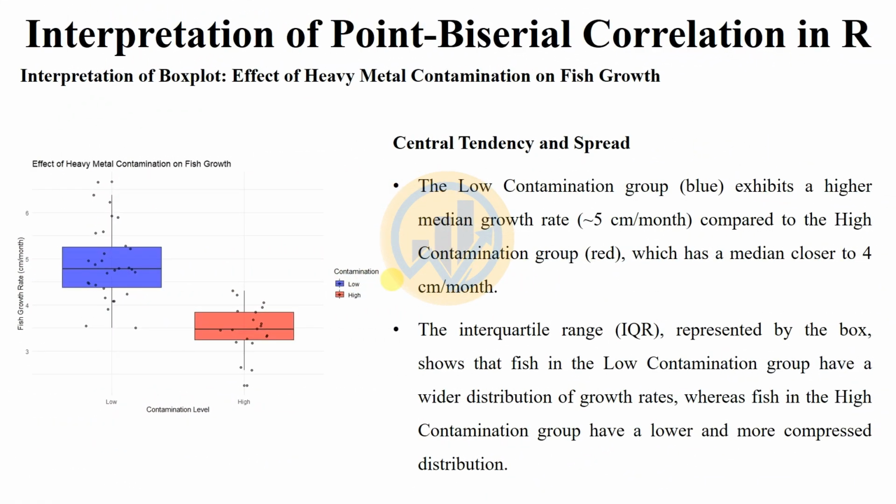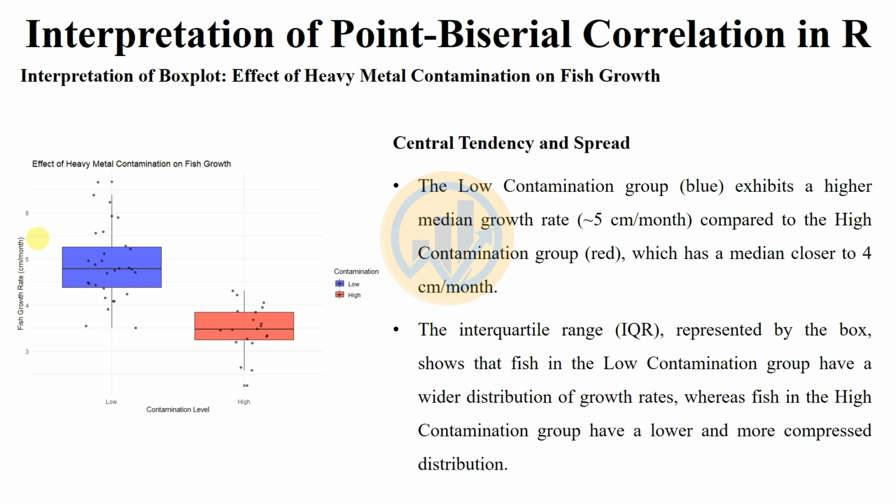Another interpretation for the box plot: the effect of heavy metal contamination on fish growth. The x-axis represents the contamination level and the y-axis represents the fish growth rate. Central tendency: the low contamination group (blue) exhibits a higher mean growth rate, 5 centimeters per month, compared to the high contamination group (red), which has a median closer to 4 centimeters per month.